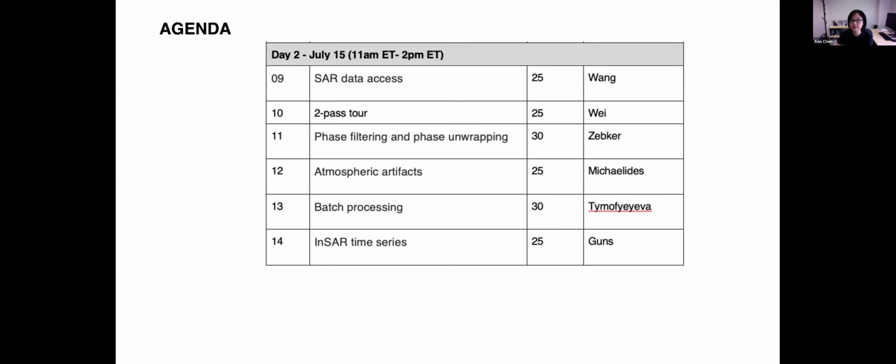On day 2, we are going to talk about the actual data access. Matt Lay will talk about the two-pass tool and give a demonstration of how you can use GMTSAR to generate an interferogram. Molly Zepker and Roger will talk about the noise and phase filtering to mitigate the decorrelation noise and atmospheric artifacts. And towards the end, sections 13 and 14 are a combined session where Katia and Catherine will talk about batch processing and also InSAR time series analysis.